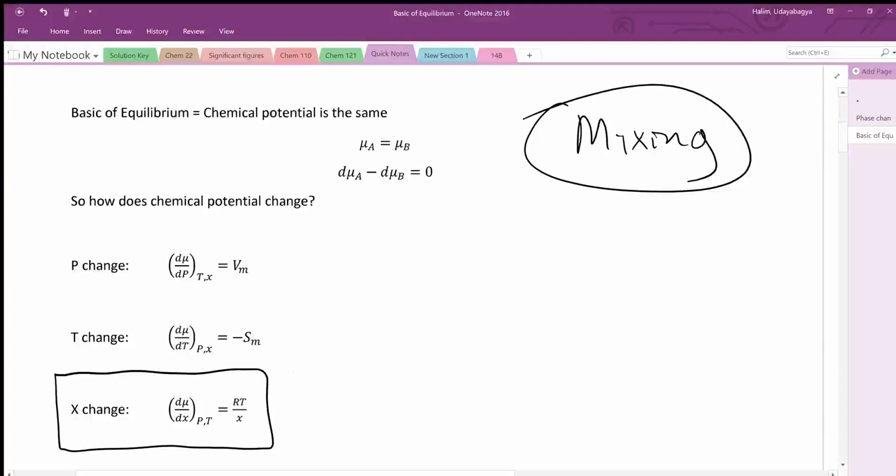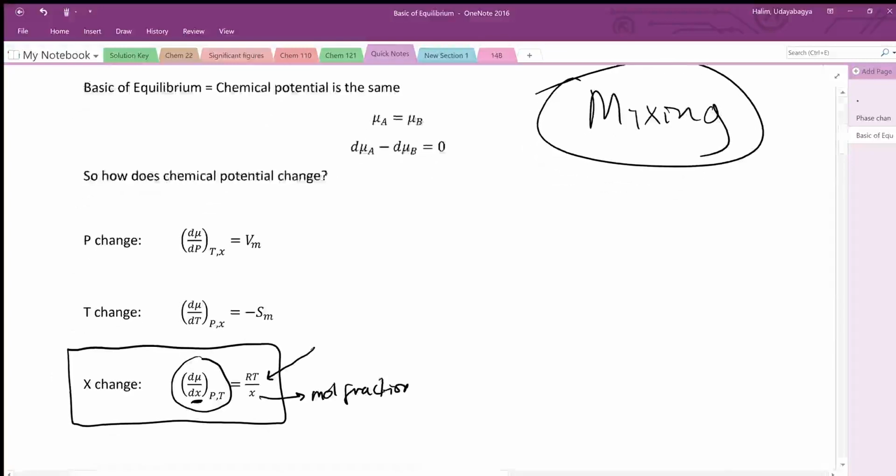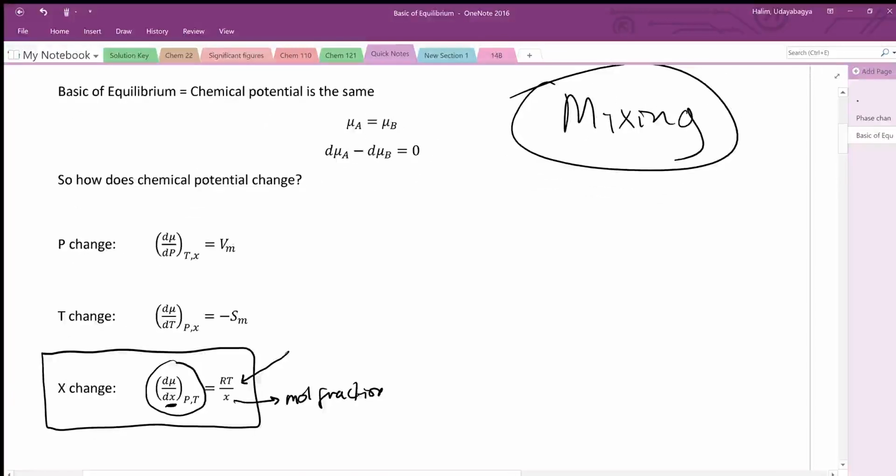Now, in chapter 5, we're going to introduce one additional change, which is the change in concentration. It's not explicitly written, but the chemical potential changes with respect to concentration by a value of RT over chi, where chi here is our mole fraction. I keep saying concentration because mole fraction is fairly similar conceptually to concentration. It's not exact, but close enough. It's the vernacular that's easier to understand.